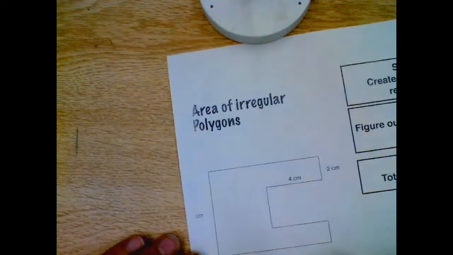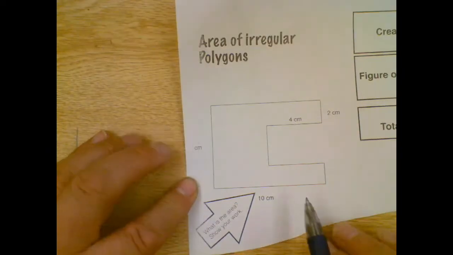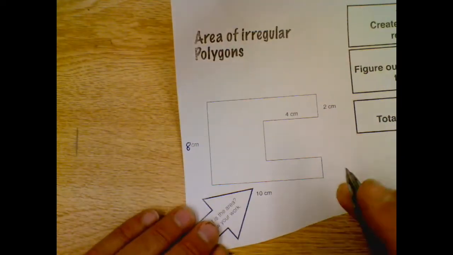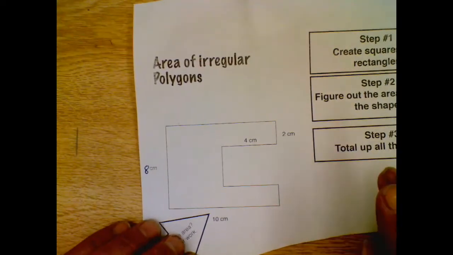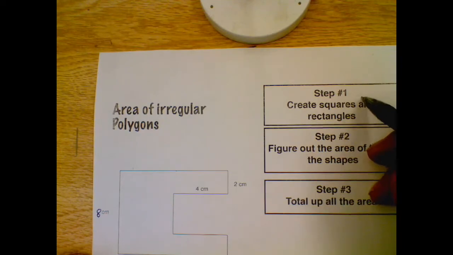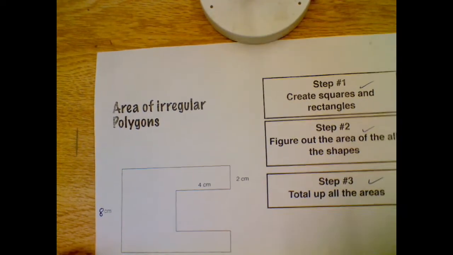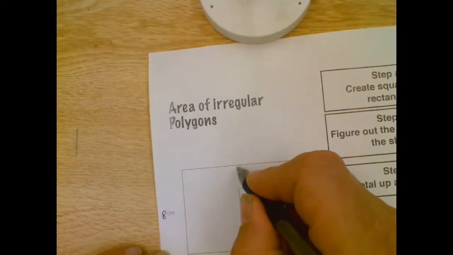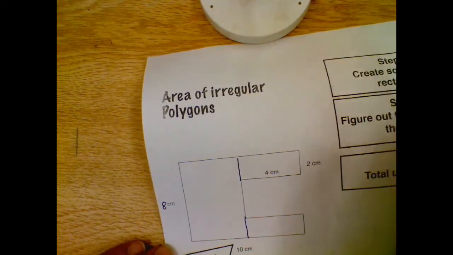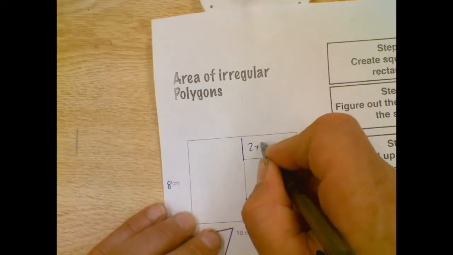Sometimes you might get a shape like this where they give you some dimensions, but not all the dimensions. What you'd have to do is divide this up into different pieces to figure this out. There's enough information on here. The first step is to create squares or rectangles, then figure out the areas of all those, and then add it all up. So I'm going to cut this off here and cut this off here. You could also cut it off in different directions. It doesn't really matter. But now I know that this is a 2 by 4.